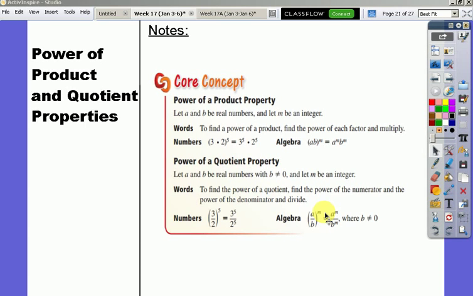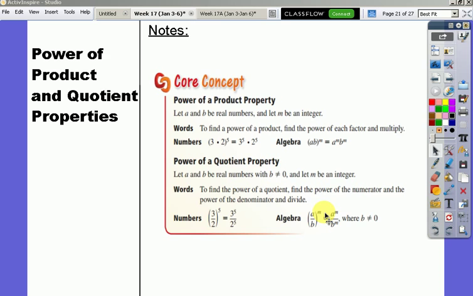Okay, so we are continuing with 6.1, properties of exponents. We're going to look specifically at power of product and quotient properties. What I mean by that is if we take a product and we raise it to a power, or we take a quotient for dividing things and we raise that to a power, what are the rules that we apply?